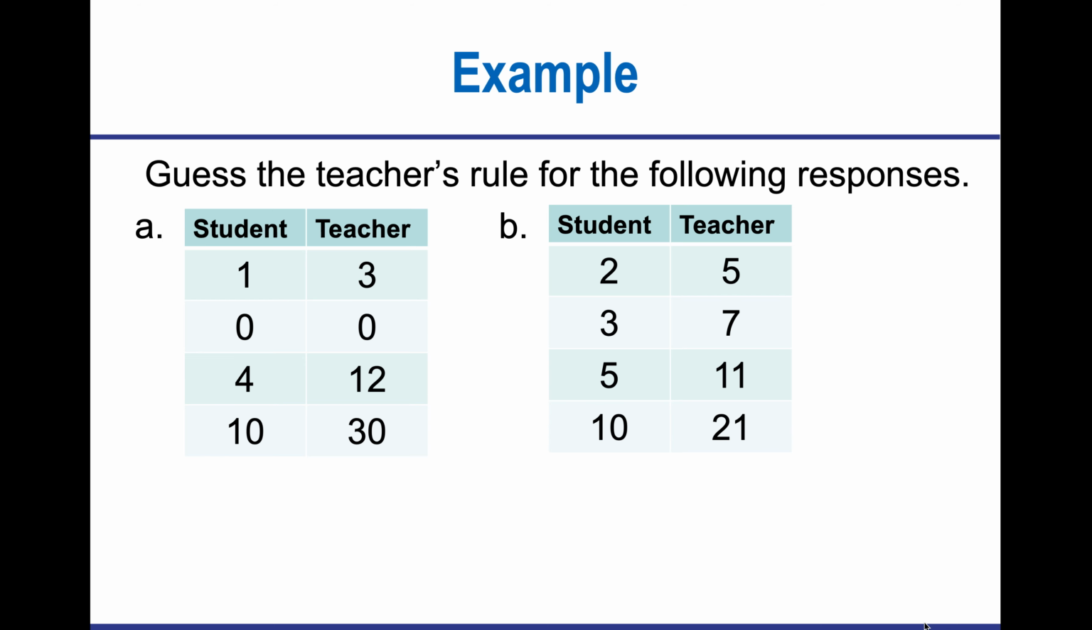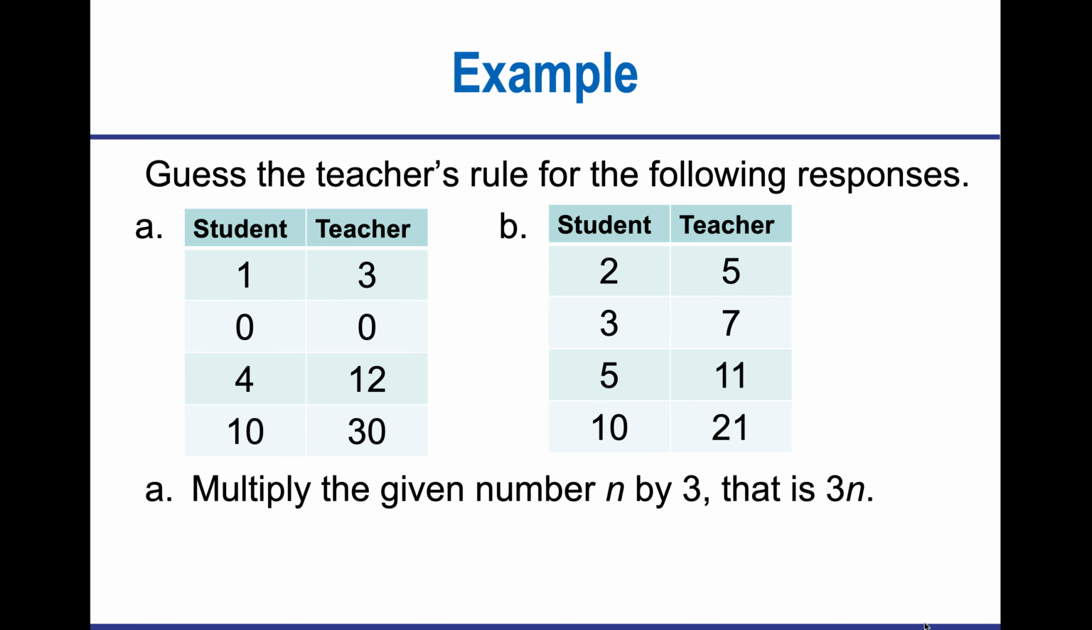So if I look at these examples and I'm looking for what is the teacher's rule, how is she coming up with these numbers? Then in A, if I look at it, every value in the teacher column is 3 times the student value. So then my rule would be 3 times n, where n is the student value.